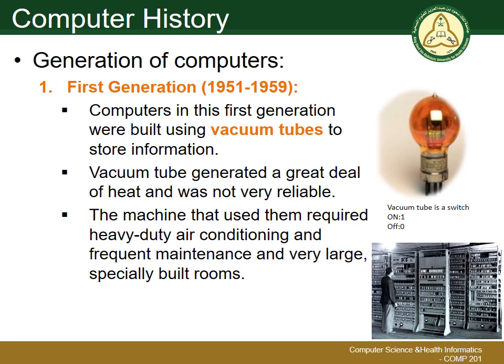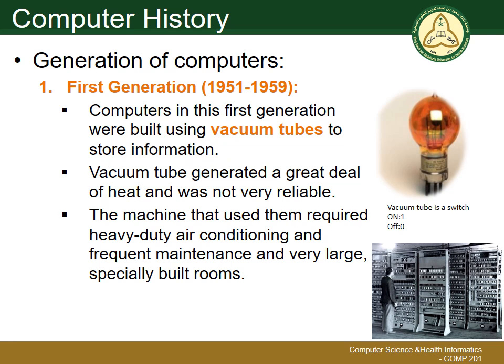So vacuum tubes used to store the information that we took as input, then we produce some useful or meaningful information. But there was a problem with this kind of technology. It was not reliable and it was generating so much heat. As you can see here in this slide, the machine that used them required heavy-duty air conditioning because the room was very hot, because we have hundreds and thousands of vacuum tubes installed in this machine, and those vacuum tubes generated so much heat in that room.